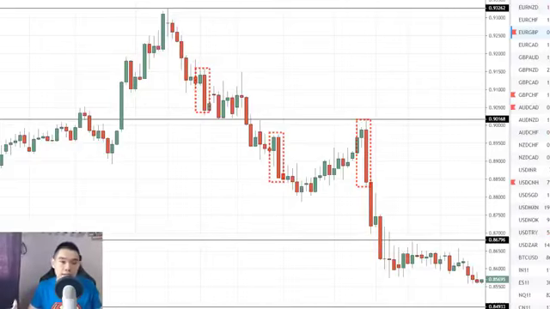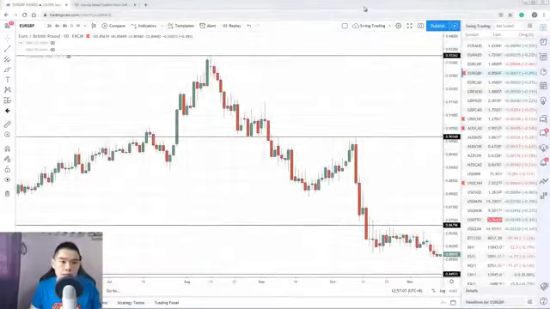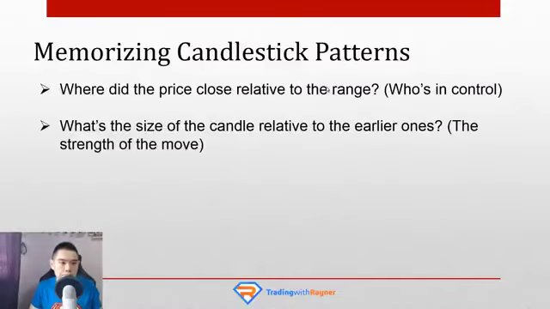Okay, and if you understand this concept that I just shared with you, if you understand these two questions, you don't ever have to memorize any candlestick pattern again. Just know these two questions and you can understand any pattern that comes your way. Number one, where did the price close relative to the range? This tells you who's in control. And number two, what's the size of the candle relative to the earlier ones? This tells you whether there is any strength or conviction behind the move.